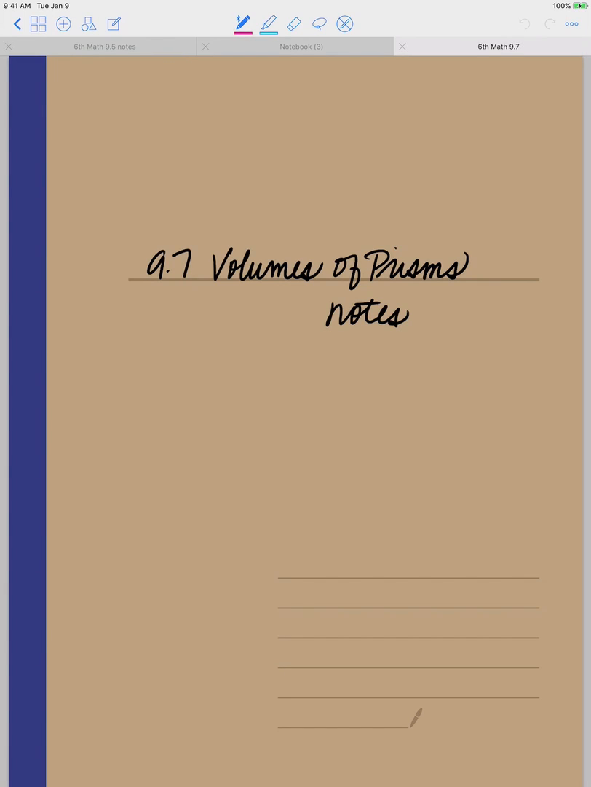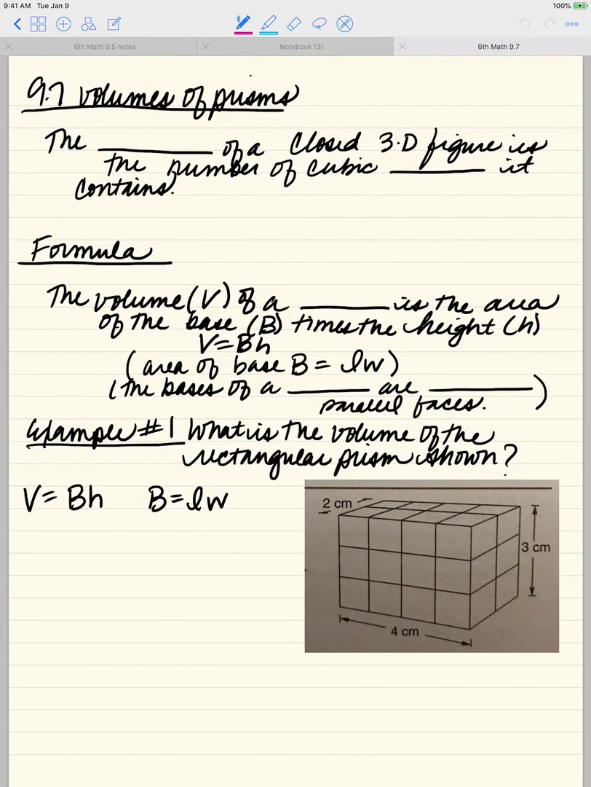All right, guys, today we're doing lesson 9.7, volumes of prisms. We've been focusing on area for the last two lessons, which is the amount of flat space on a surface. But now we're going to be talking about what volume is, and the important thing about volume is that it is the amount of three-dimensional space inside of a figure, okay?